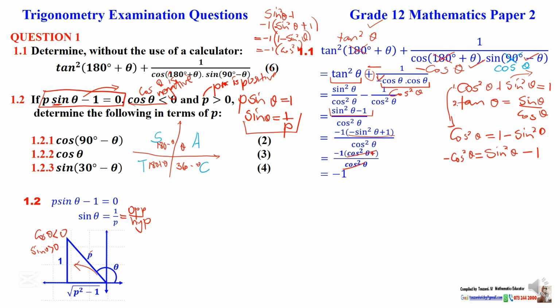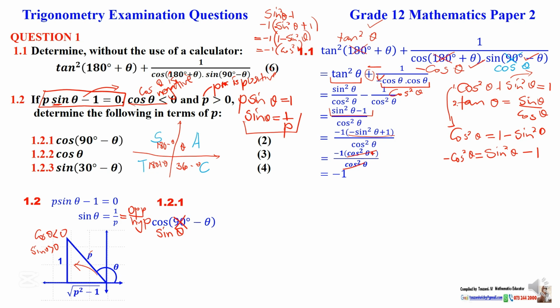Then we calculate the third side using the theorem of Pythagoras. That is how we answer this question. Once we're done doing this diagram, we can write down the answer. Number 1.2.1. We know that if there is 90 degrees, this means the cofunction. The 90 degrees falls away and the cos changes to sine.